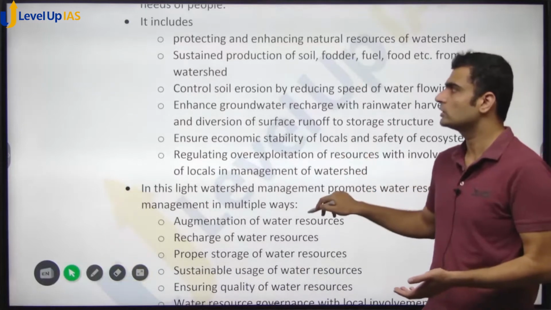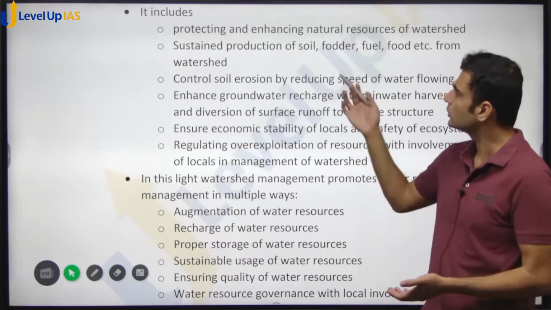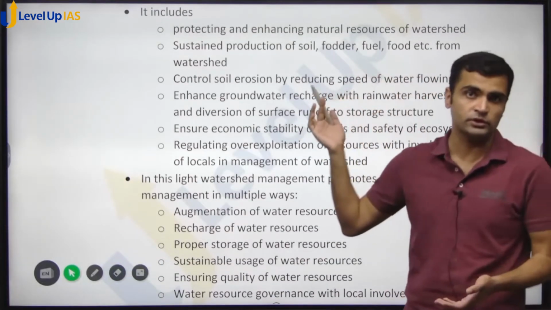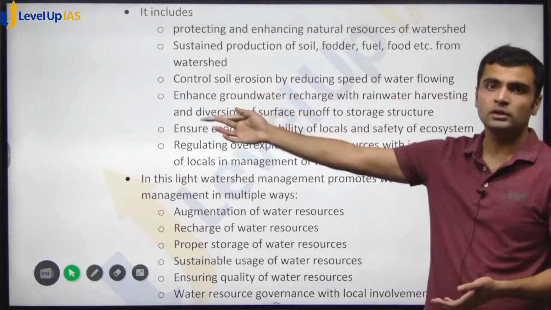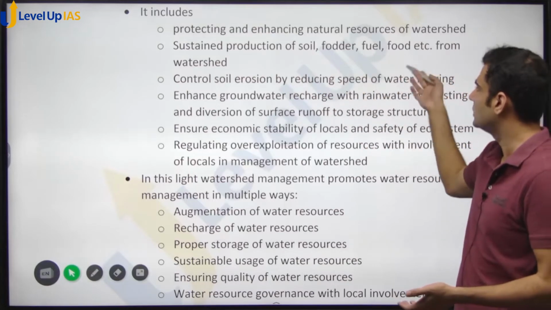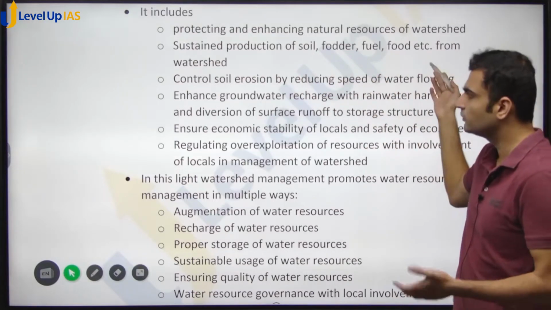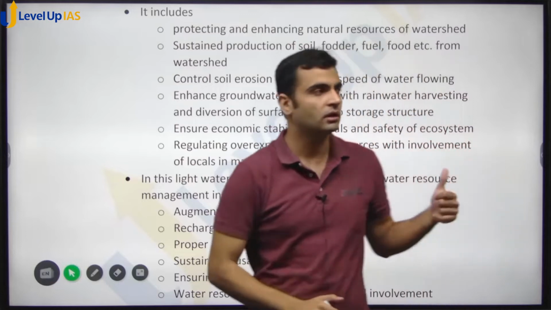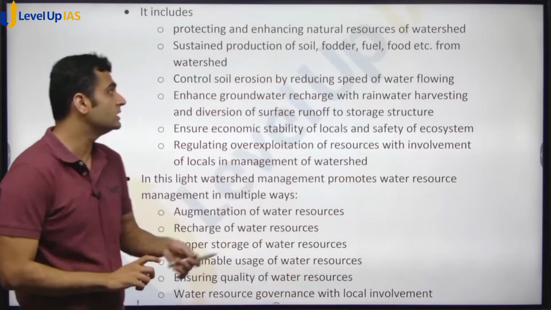So what does watershed management include? It includes protection and enhancing natural resources. Of course, that could be your one keyword. Resources of the watershed, sustain production of fuel, fodder, timber or soil etc. from the watershed. So sustainable production should be there of all these natural resources.